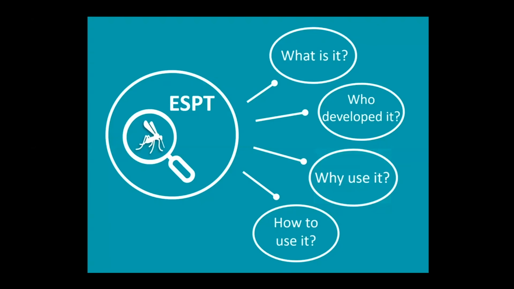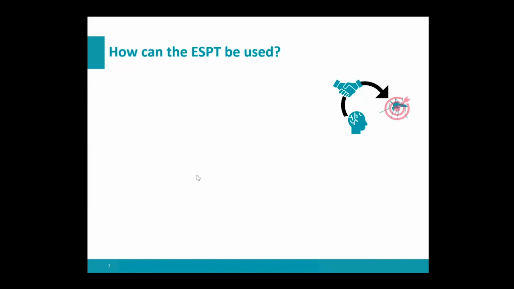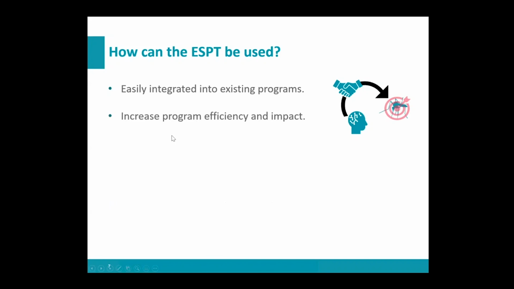How do you use it? The ESPT can be easily integrated into your current program, so there's no need to redevelop a new program, but it will address a wide range of program questions you might already have. For example, your organization may be interested in understanding why there is ongoing malaria transmission in a specific area but not others, and your team may already be looking into data collection. The ESPT can come in and help improve your surveillance plan. It can also improve data collection and efficiency. It can increase your efficiency and impact by empowering your organization to make informed decisions on your path towards elimination.